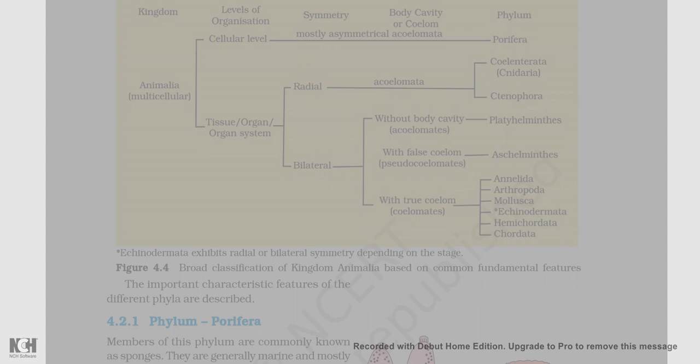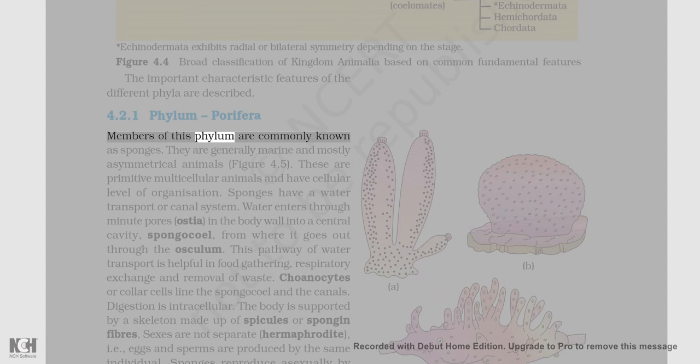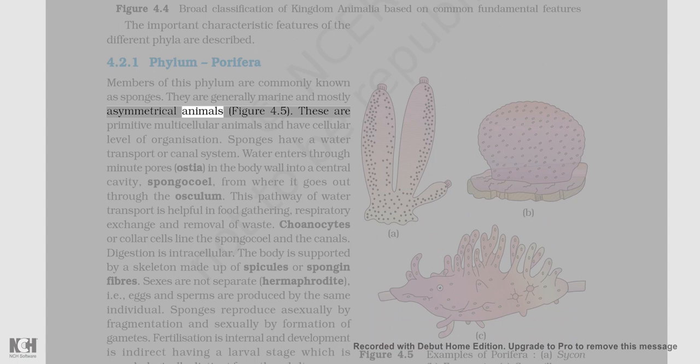The important characteristic features of the different phyla are described. 4.2.1 Phylum Porifera. Members of this phylum are commonly known as sponges. They are generally marine and mostly asymmetrical animals, figure 4.5. These are primitive multicellular animals and have cellular level of organization.